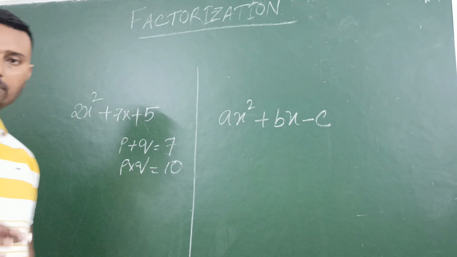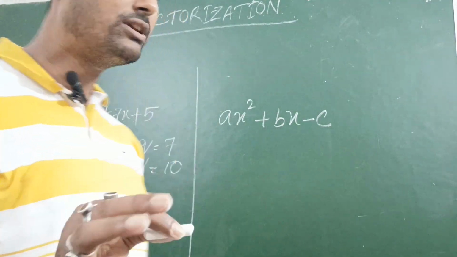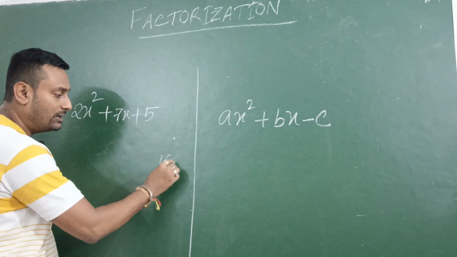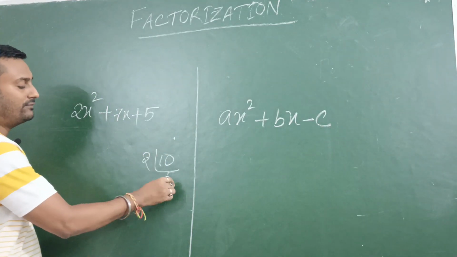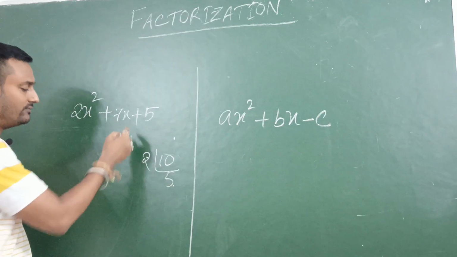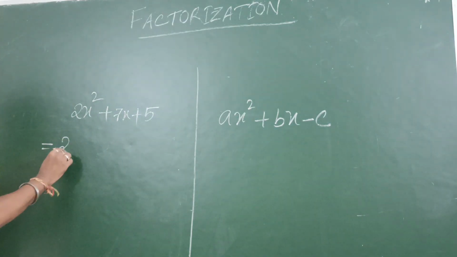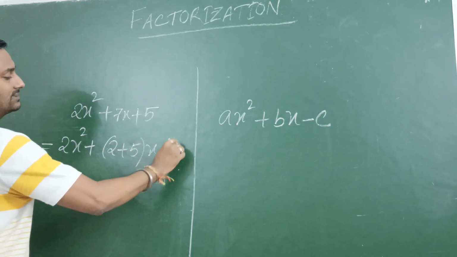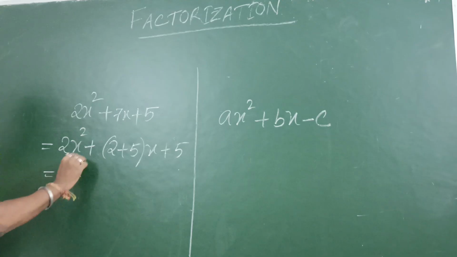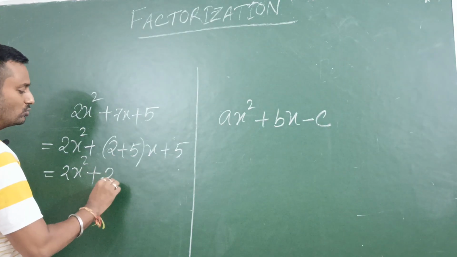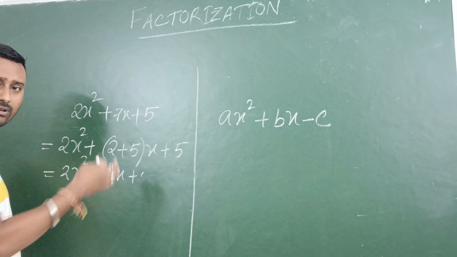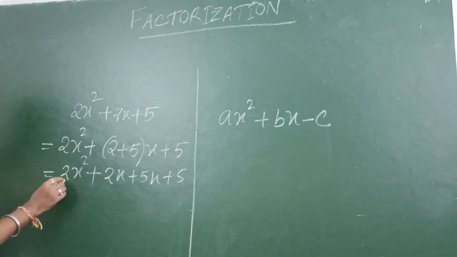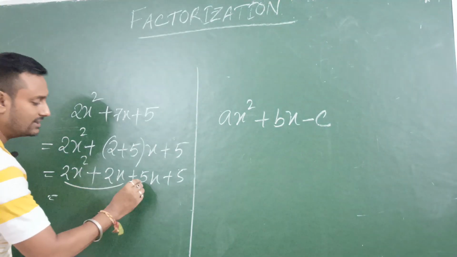That means you have to find two numbers whose sum is 7 and product is 10. So again, how can you find those numbers? The product 10, you just do the prime factorization. So 2 into 5, 10. 2 fives are 10 and 2 plus 5 is 7. So that means you can write this as 2x square plus 2x plus 5x plus 5. After that do the distributive property: 2 into x, 2x. Distributive property, or you can say expand also.